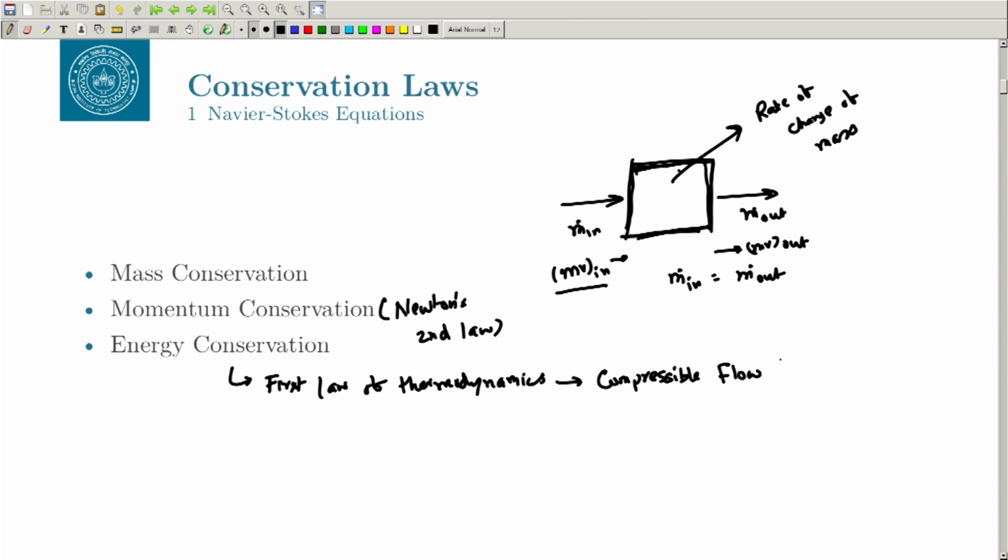Because compressible flow deals with the change in density. If the density is changing, then by your ideal gas equation, or even in real gases or anywhere where there is a relation between pressure, density and temperature, your temperature will change. So, wherever temperature change is involved, you need to have an energy conservation equation also. Now, this energy conservation can be of many different forms.